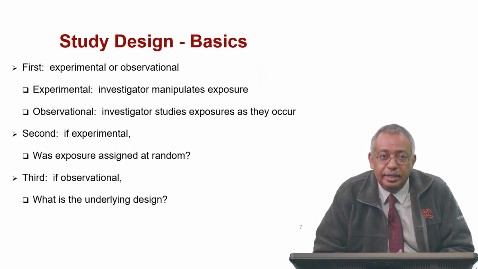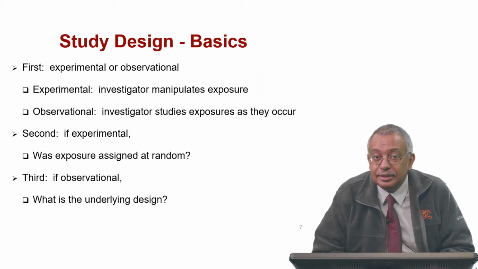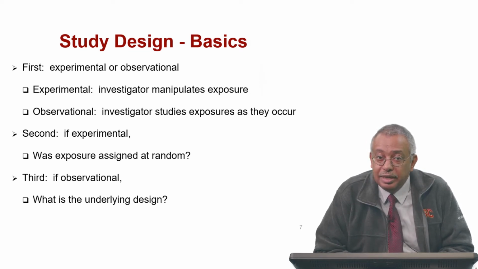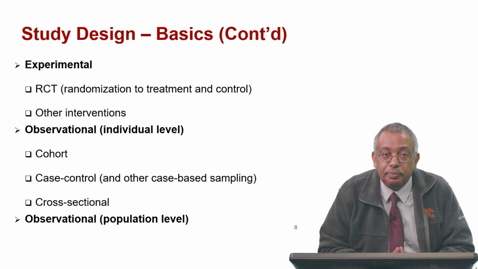Some basics of study design. The first decision is to decide whether the study is experimental or observational. What we call experimental is where the investigator or the scientist can manipulate the exposure, has some power to manipulate the exposure. What we call observational is situations where the investigator simply studies exposure as they happen in real life. If experimental, then we have to be clear on whether the exposure was assigned at random or in some subjective manner. If observational, then the underlying design has to be clearly defined and properly designed as well.